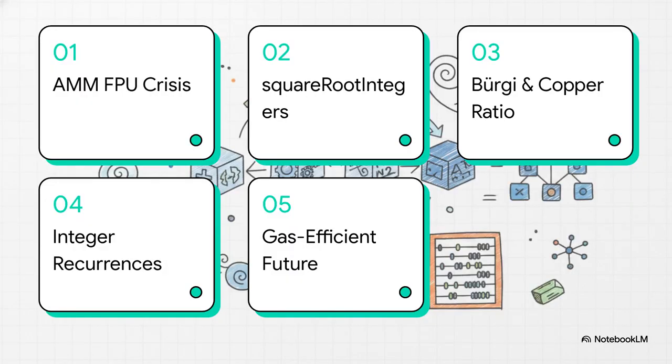Okay, let's dive into this. Here is our heist blueprint. First, the AMM floating point crisis. Second, inside square root integers. Third, Burgi and the copper ratio. Fourth, division-free integer recurrences. And fifth, the gas-efficient future. I promise you, every single step here leads directly to eliminating that expensive, non-deterministic floating point math.